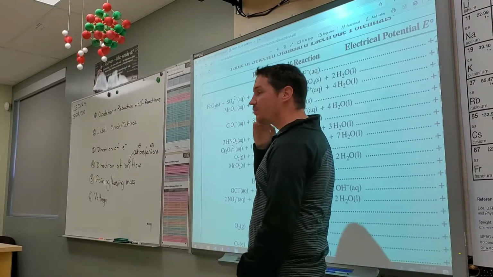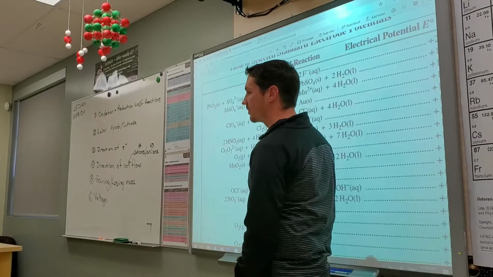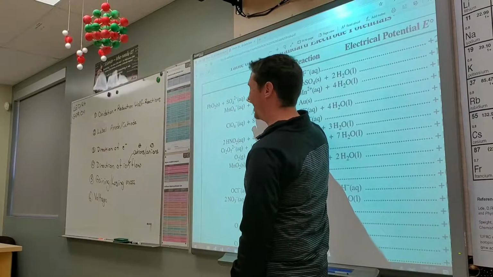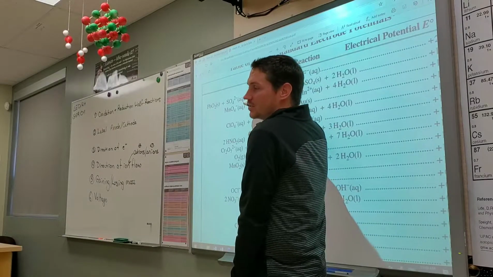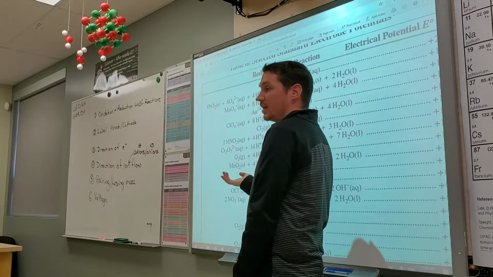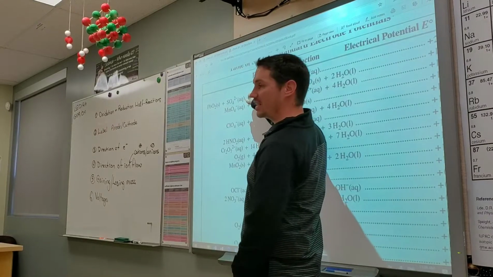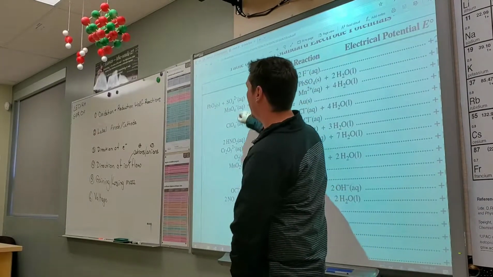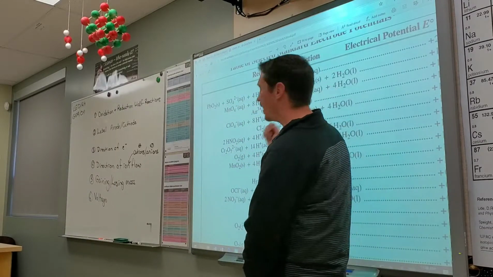So car batteries. What's the strongest oxidizing agent in our list? Fluorine. But fluorine we can't use because it's so reactive. It would literally eat through the plastics that hold the battery together. So that's not possible. What's the next strongest oxidizing agent? Okay, so PbO2 plus sulfate plus acid gives us lead sulfate and water.